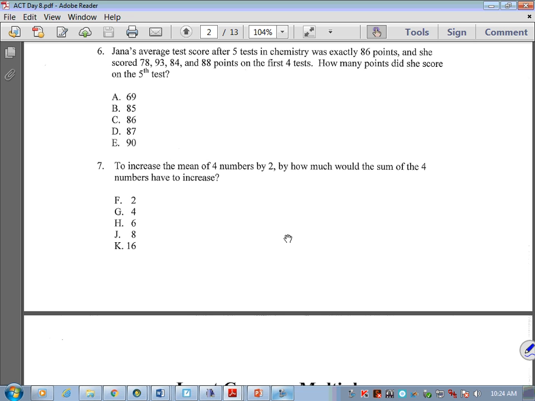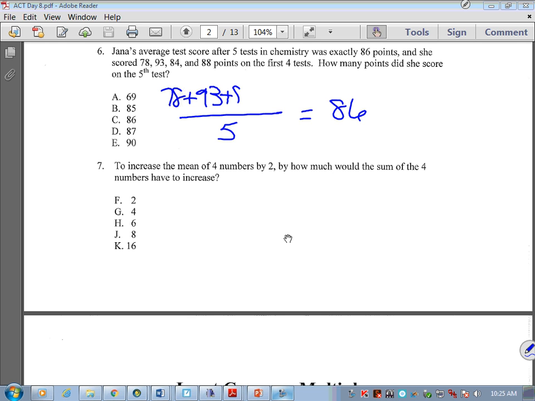Okay, so remember what average is, or remember what mean is. It's my numbers divided by how many. Okay, so we know that we are going to divide by 5. We know that our average is 86. Okay, we know that our tests are 78, 93, 84, and 88. That's 1, 2, 3, 4. But remember that there's 5 tests. So what would I put in for that 5th test? X. Okay. Now I want to solve for X. What's the easiest way to do that here?